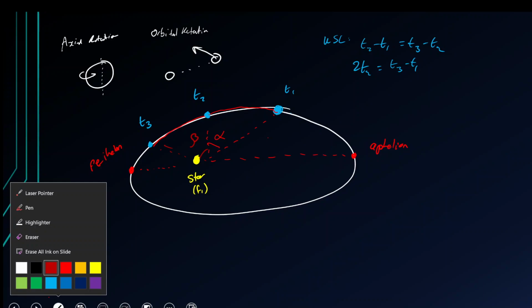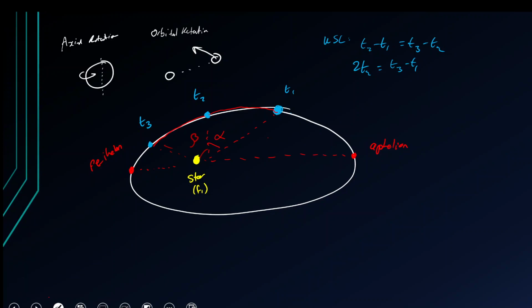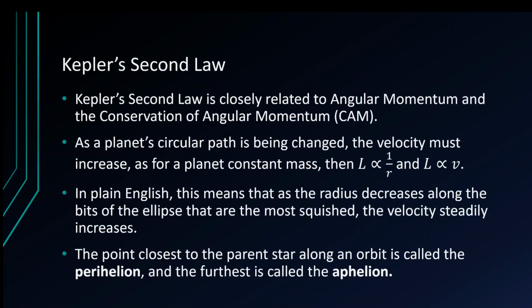Just note the radius vector. So this here is a radius vector. Here's another radius vector. So all the things in green will be sample radius vectors. And it sweeps out equal arc lengths at equal times, or areas. They essentially can be taken to mean the same thing in ellipses anyway.